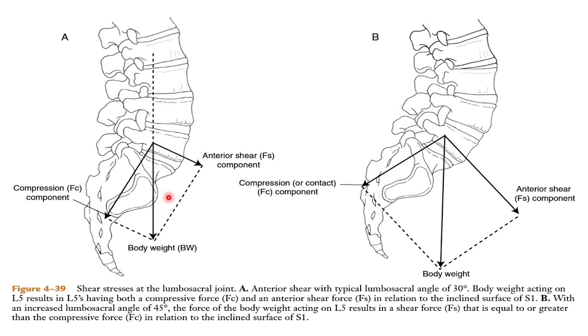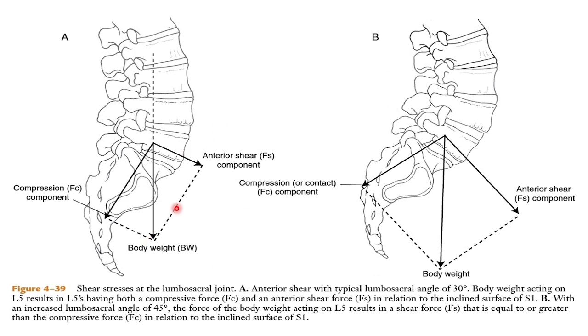And with an increased lumbosacral angle of 45 degrees, so if this is the normal 30 degrees lumbosacral angle and the lumbosacral angle is increased to 45 degrees, there will be an increase in the anterior shearing component. You can see here, the force of the body weight acting on L5 results in a shearing force that is equal to or greater than the compressive force. So it may lead to an increased anterior shearing force because of the increased lumbosacral angle. So if the lumbosacral angle is increased, there will be an increased anterior shearing force. This mainly occurs due to the slouch posture.